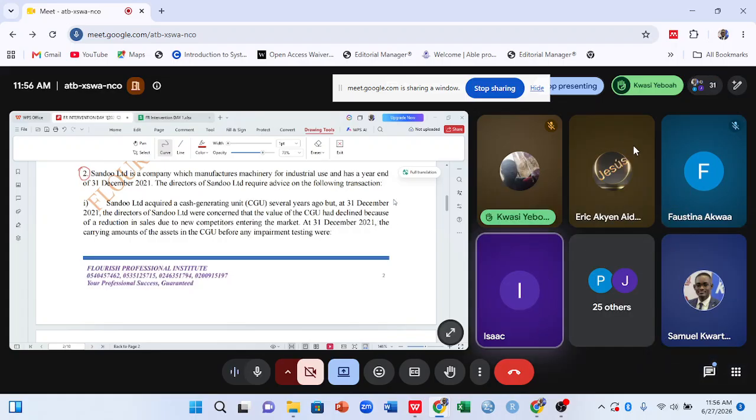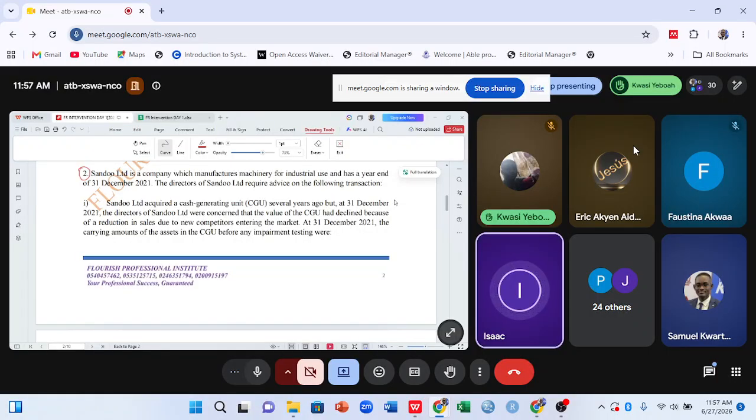Question 2. Sando Limited is a company which manufactures machinery for industrial use and has a year end of 31st December 2021. The directors of Sando Limited require advice on the following transactions. I. Sando Limited acquired a cash generating unit several years ago, but at 31st December 2021, the directors of Sando Limited were concerned that the value of the cash generating unit had declined because of a reduction in sales due to a new competitors entering the market.